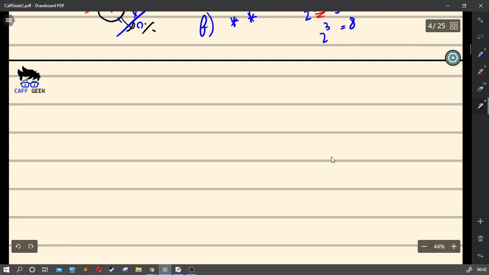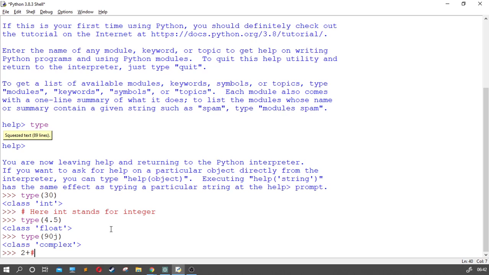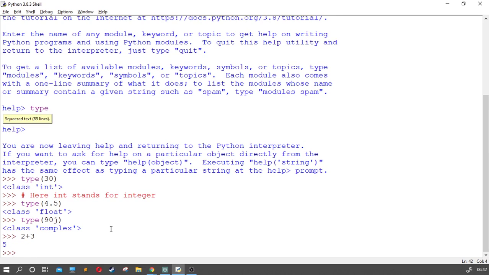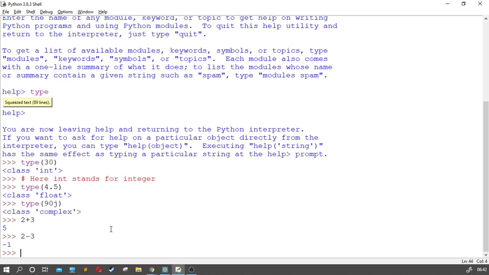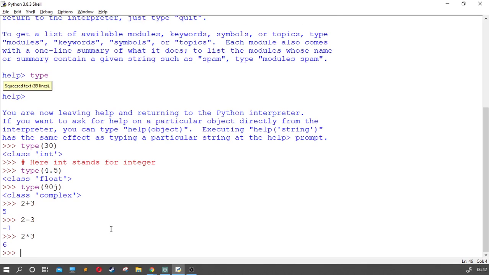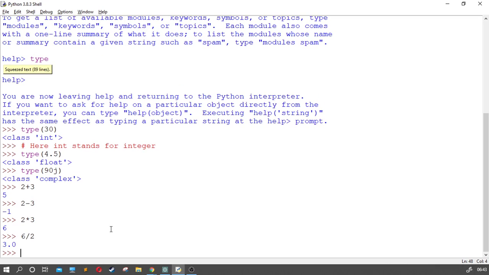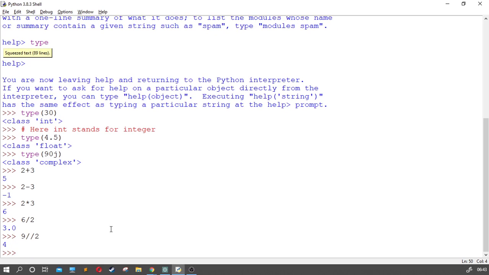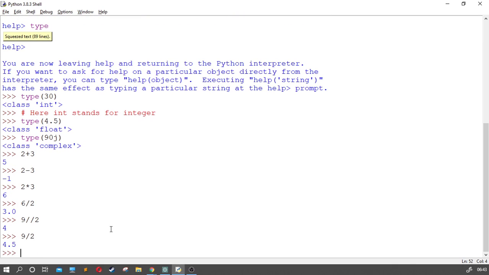We will take one example of each of these operators. Let's say we would like to do 2 plus 3, which is 5. That's nice. 2 minus 3 is minus 1. That's nice too. Let's go with 2 into 3, 6. Fabulous. 6 divided by 2, 3.0. We go with 9 double slash 2. It's 4. We don't have a point over here. Over there we have a point. For example, if we go with 9 divided by 2, it's 4.5.